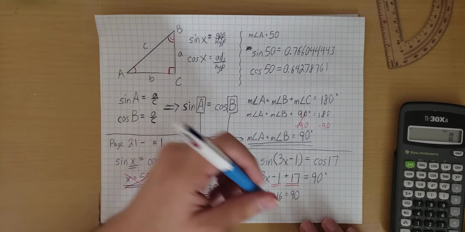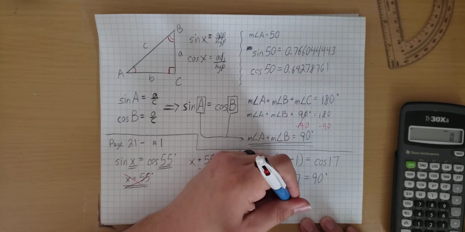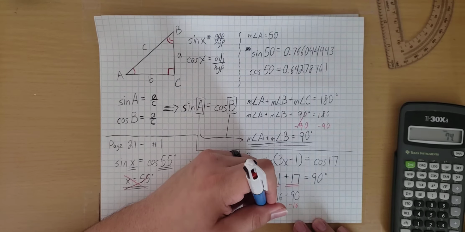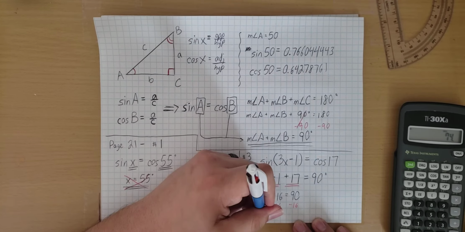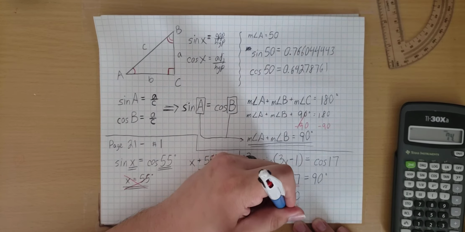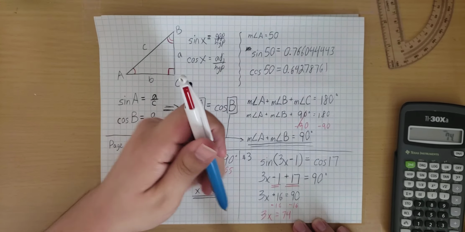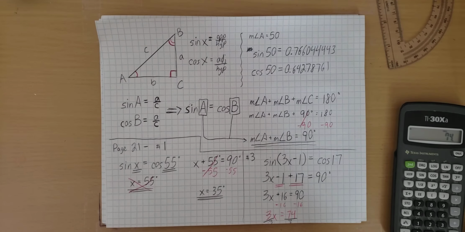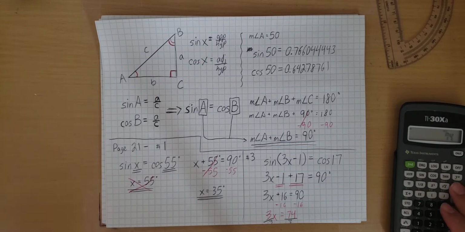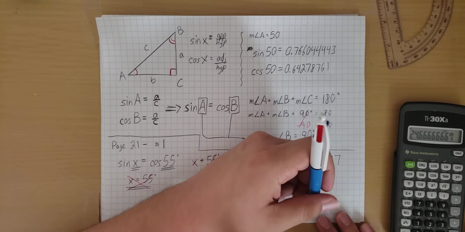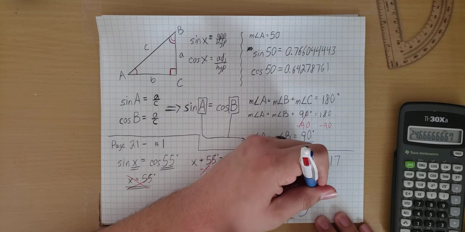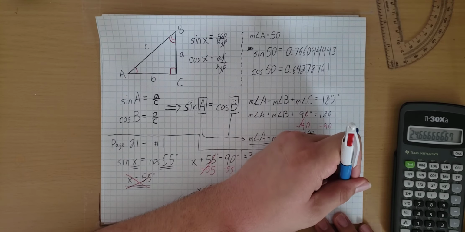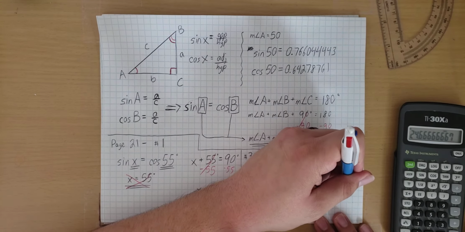So now we have a two-step equation. Subtract 16 on both sides. 90 minus 16 gives us 74. So 3x is equal to 74. Our final step here is to divide both sides by 3. 74 divided by 3, and we determine x is equal to 24.6 repeating.